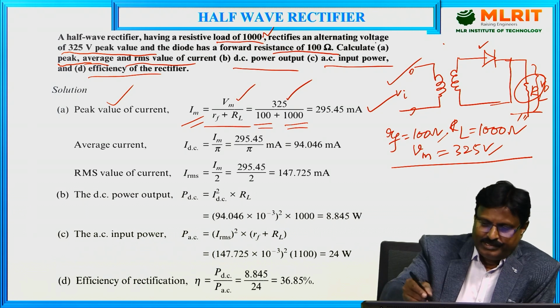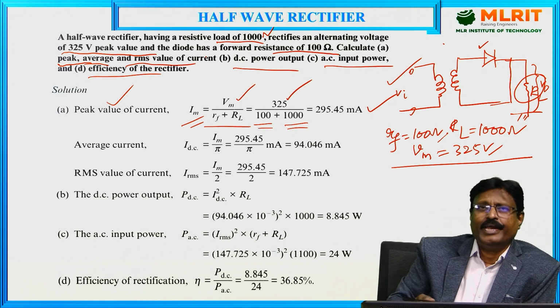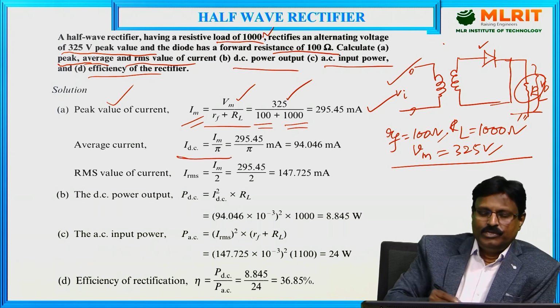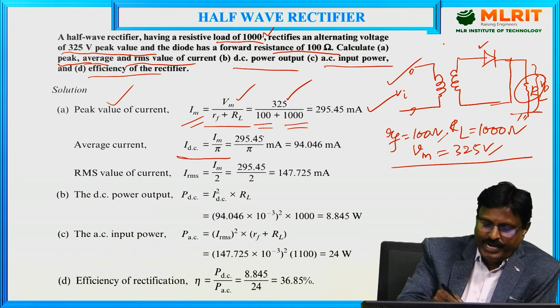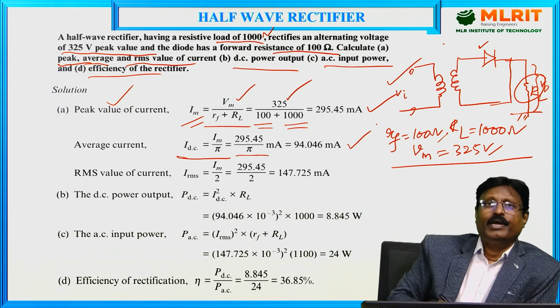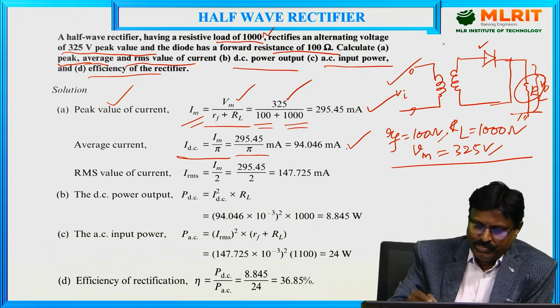So next, the average value of current. What is the formula for the average value of current for a full wave rectifier? IDC is equal to IM by pi. You know the value of IM as 295.45 milliamperes, divided by pi. If you go for the calculation, you will get IDC as 94.046 milliamperes.